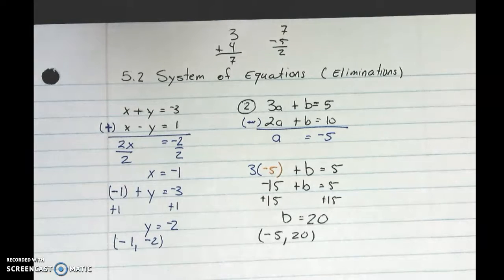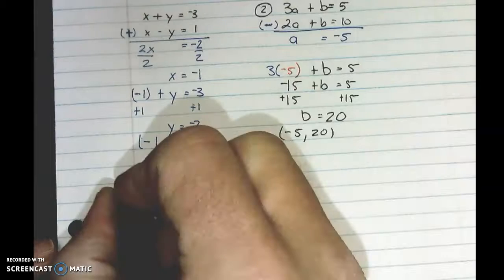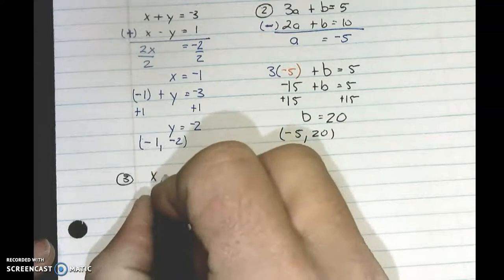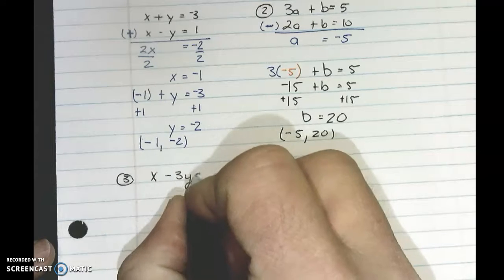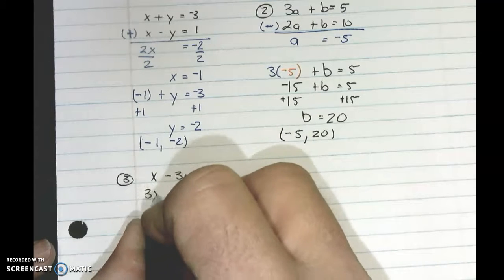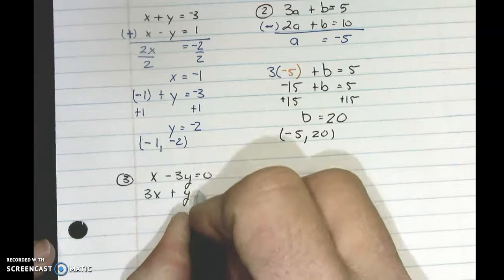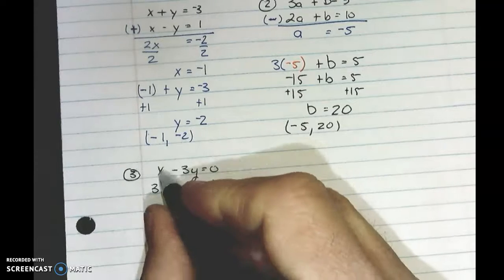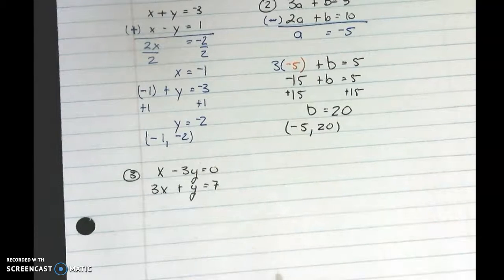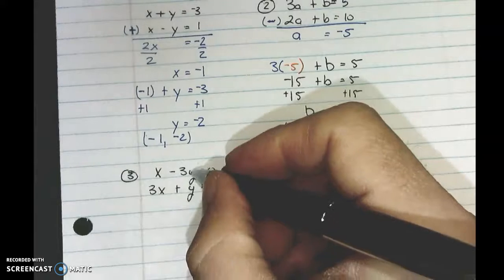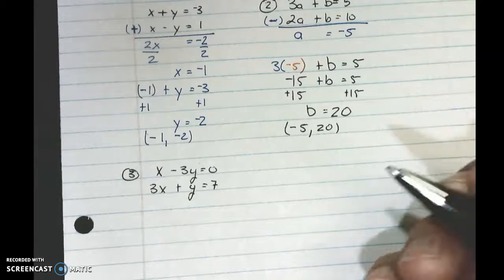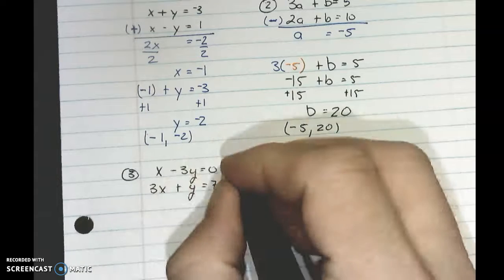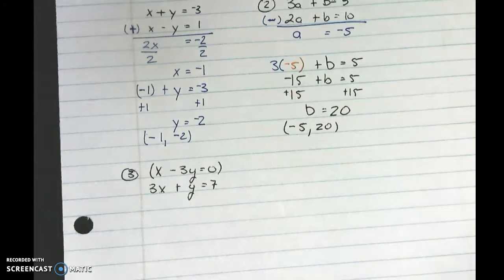Okay? Great. So let's look at number 3. We're going to go with x minus 3y equals 0, and 3x plus y is equal to 7. Okay, so this one I noticed that they don't have anything in common, right? So I'm going to have to multiply one of the equations to get it to match out, all right? So I'm going to multiply the x up here. I'm going to multiply this equation by 3.